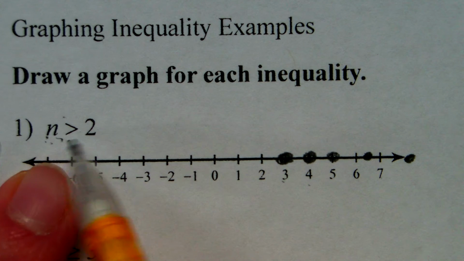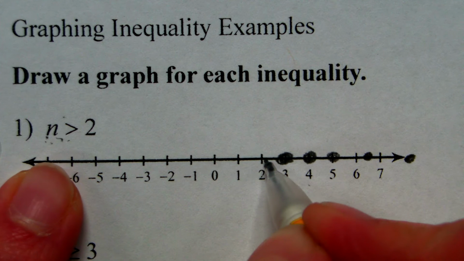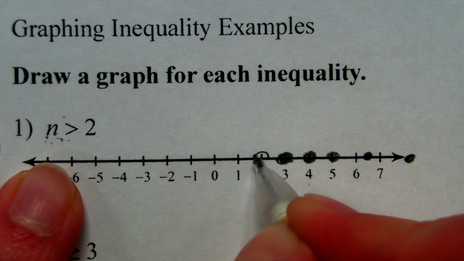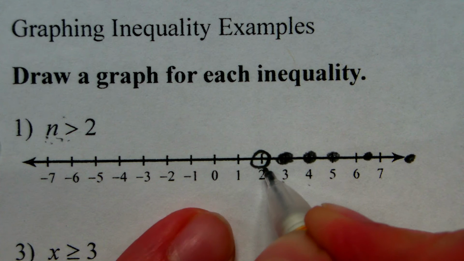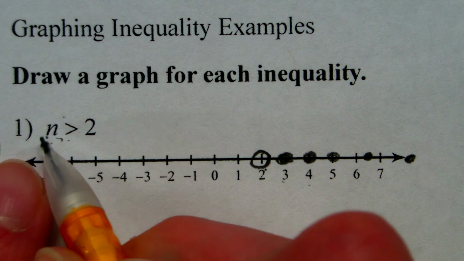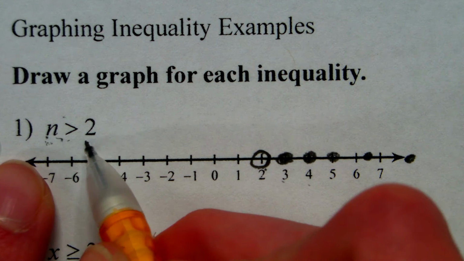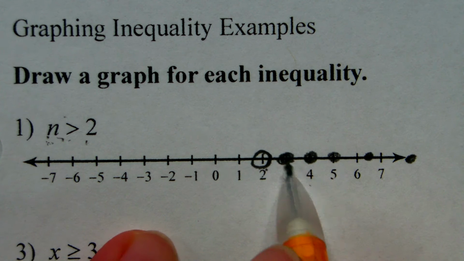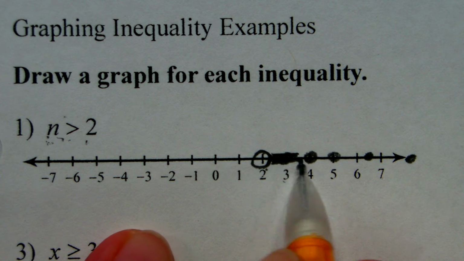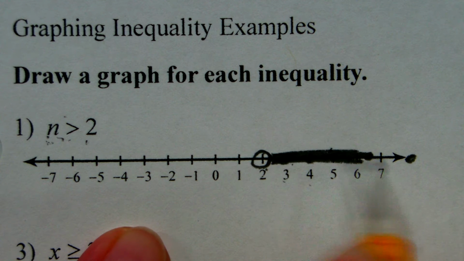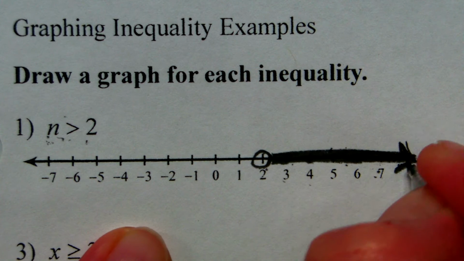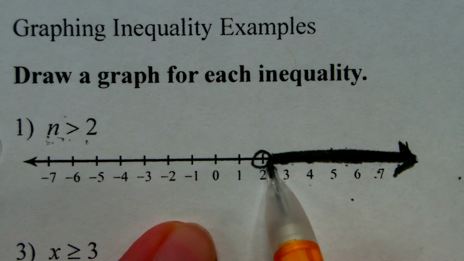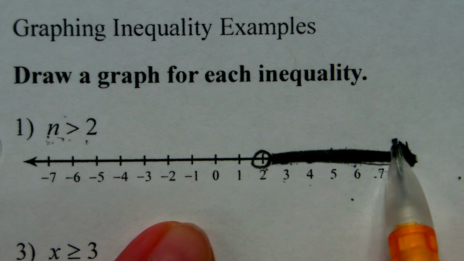How we do that is we start at 2. We are not going to put a point at 2. We're going to put a little circle that represents a hole in the graph. 2 does not work because 2 cannot be bigger than 2, but it's a starting point. And then we're going to shade everything to the right of 2 and put an arrow showing that it goes on forever. All the numbers bigger than 2 go out here forever.